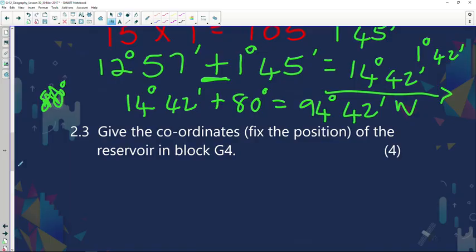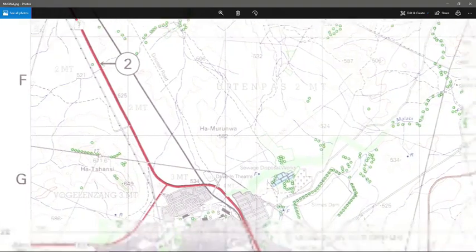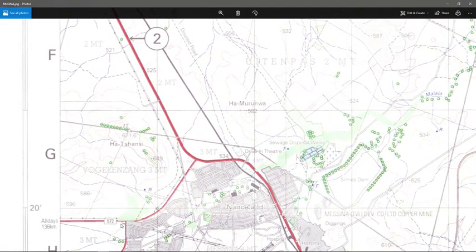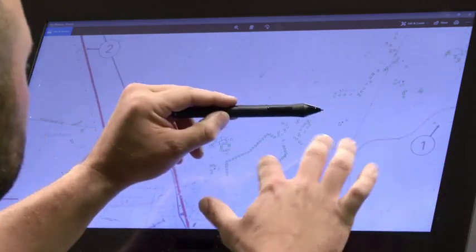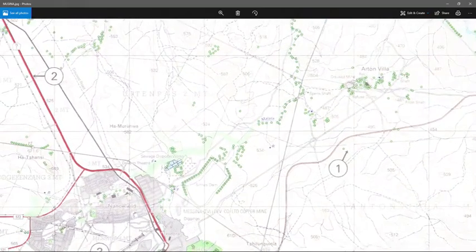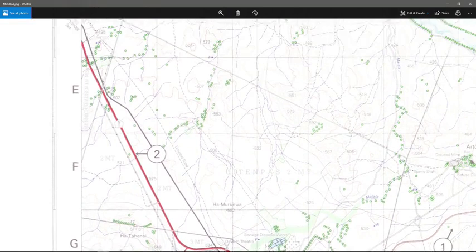Now, in this question, they ask you to provide the coordinates for the reservoir in G4. I'm going to help you with that quickly. If we go to G4, there's 1, 2, 3, 4. There's the reservoir that they're talking about. So now we need to read our coordinates, and you get your coordinates from the side.